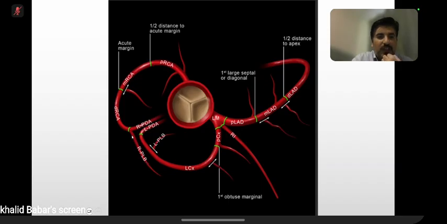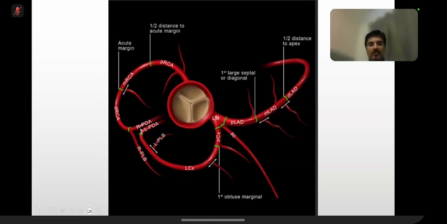If both of these branches are given by the right coronary artery, it is called a dominant right coronary artery, and in 80% of cases the right coronary artery is the dominant vessel in the coronary circulation. In 10 to 15% of cases, the posterior descending artery is given by the left circumflex coronary artery, as shown here. So it is the left posterior descending artery. The posterior descending artery usually defines the dominance of the coronary system.